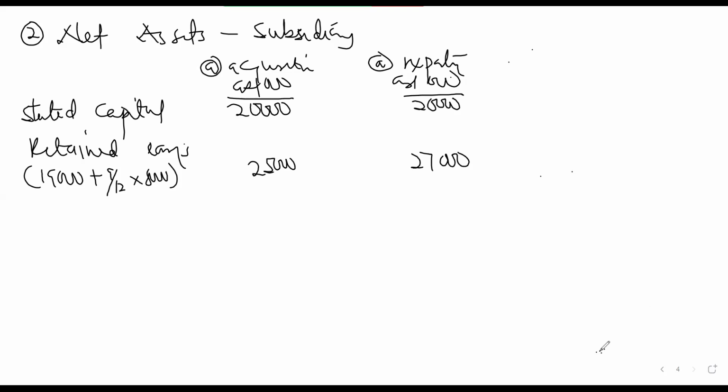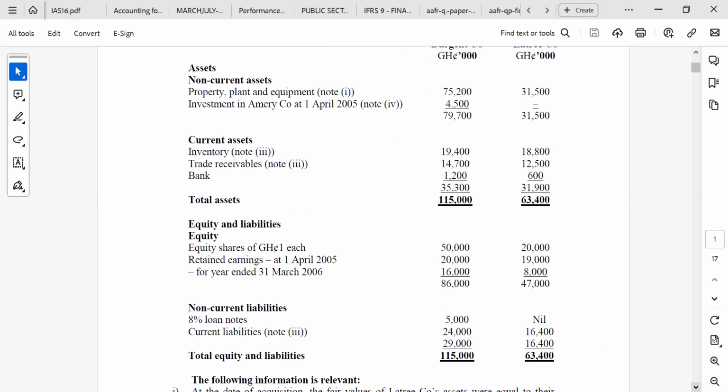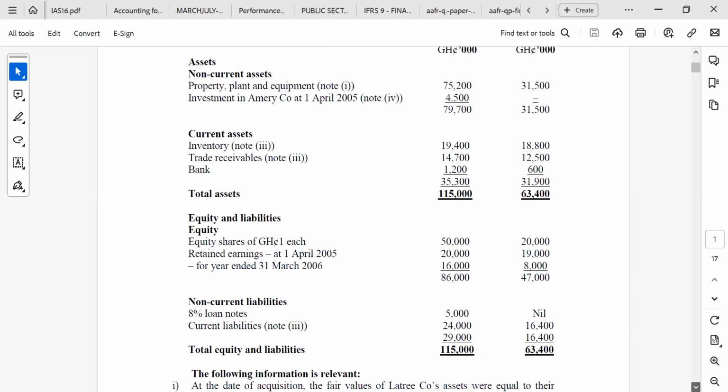So we have the 27,000 there. Let's come to the next item for equity. I'm not sure they have any other equity items. They can have revaluation surplus, they can have share premium, they can have other components of equity. All those things should be determined at acquisition.